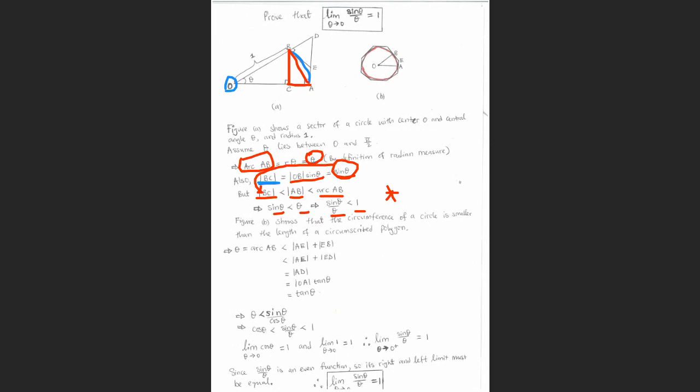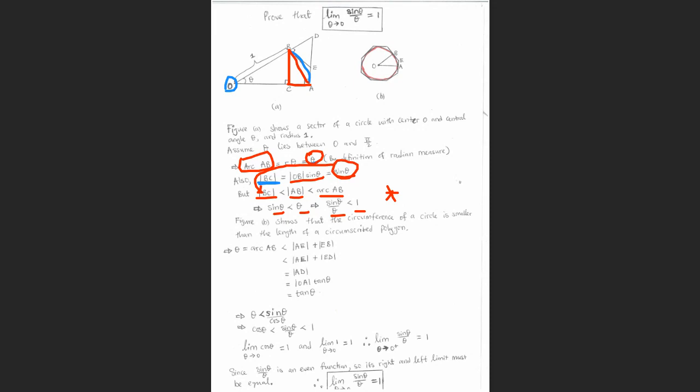Now let's look at figure B. Figure B shows that the circumference of a circle is smaller than the length of a circumscribed polygon. And it's true, right? Because look at the circle there in red.